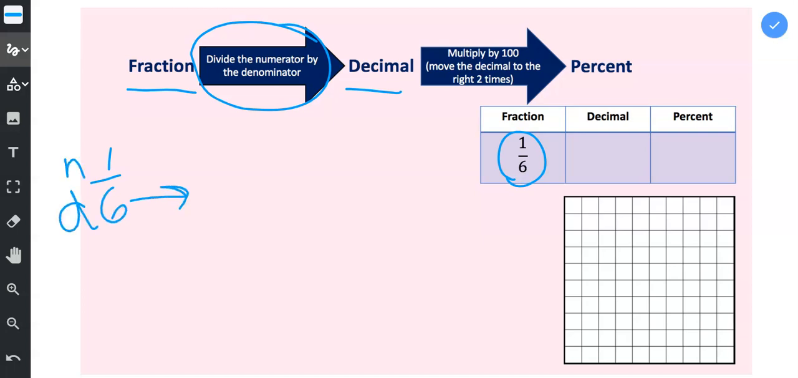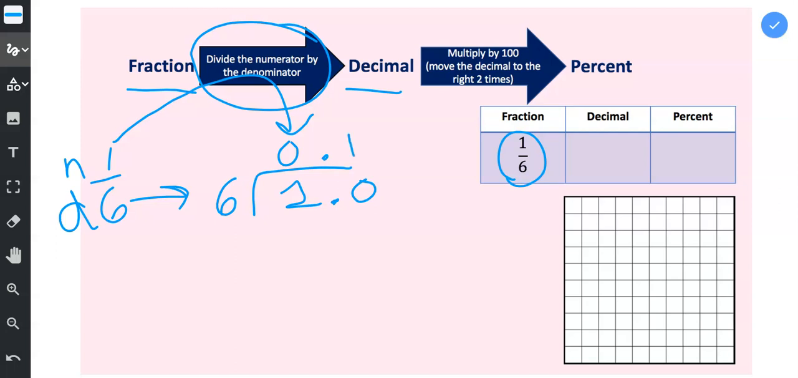The denominator slides over, or you could say the horse stays on the outside. The rider, the jockey, the numerator goes on the inside. How many times does 6 go into 1? 0 times. I add a decimal and a 0, and I need to bring the decimal to the top. How many times does 6 go into 10?